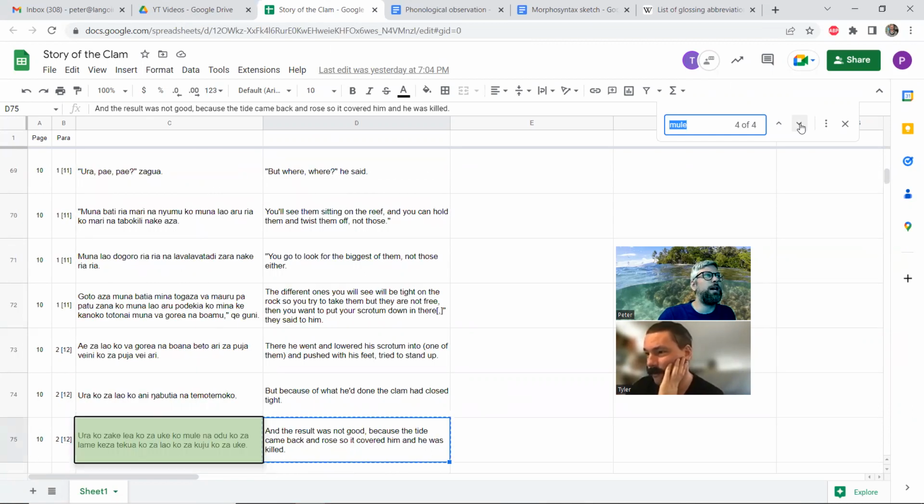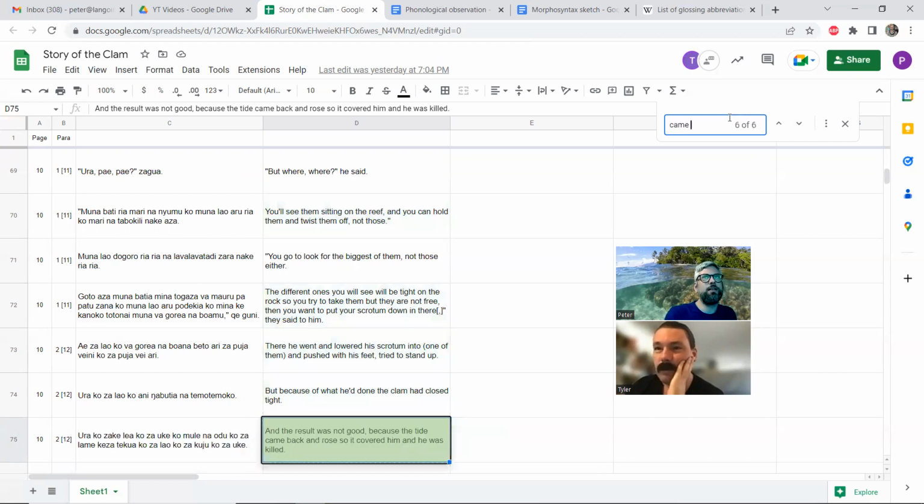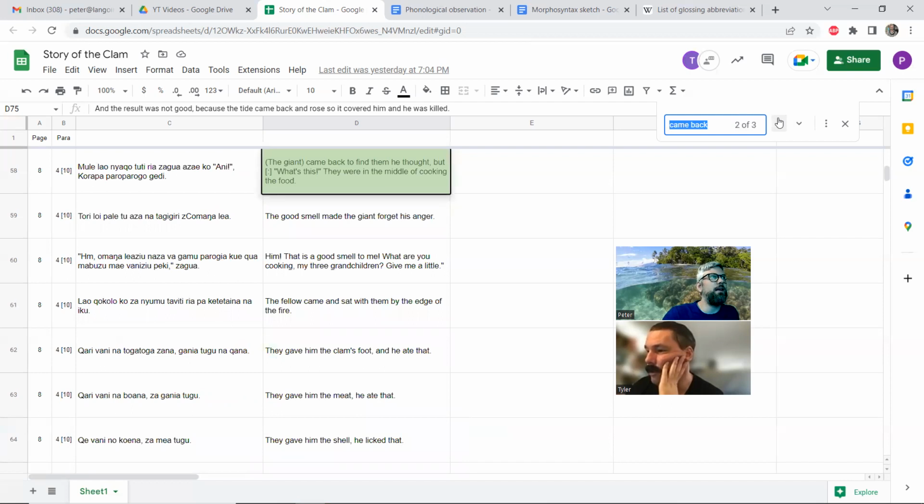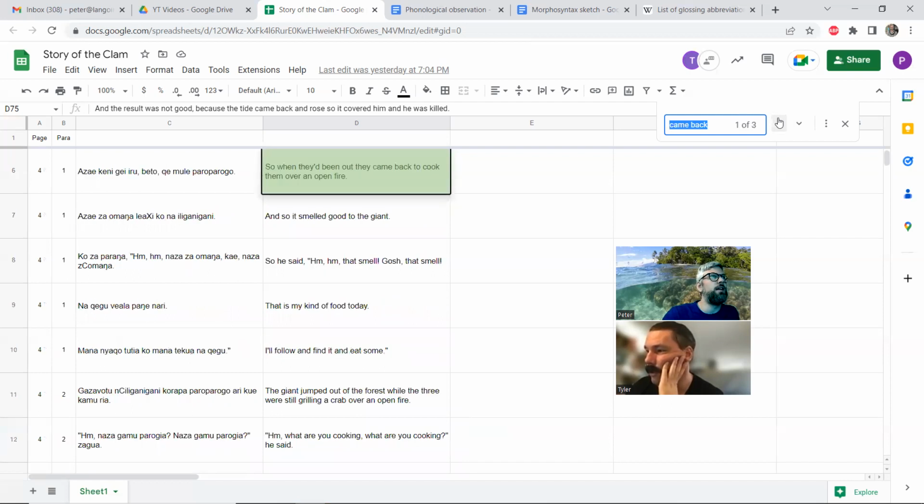Which we already know come is my, because we've seen it several times. The result was not good because the tide came back. Now let's do a search for come came back. Okay. We get three came backs. We get came back there with one of our Mule examples. We get came back again with our Mule example. And finally came back again with a Mule example.